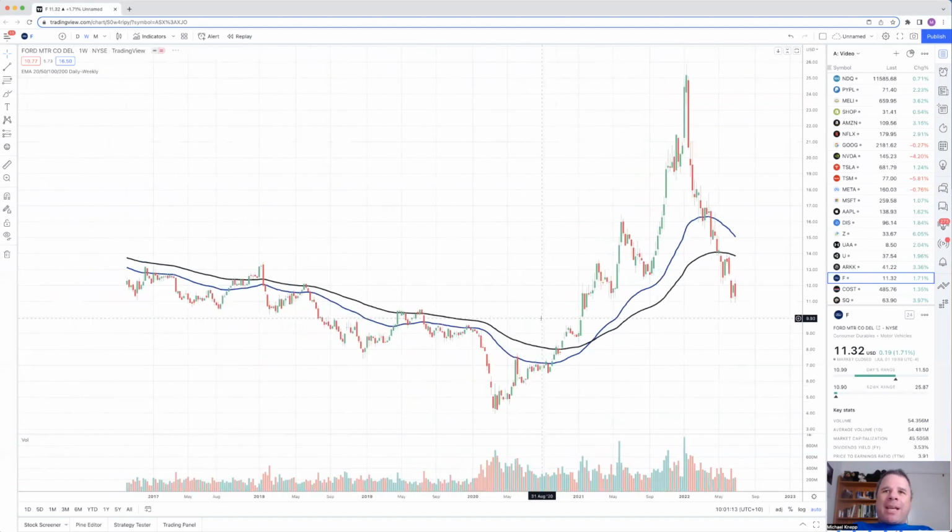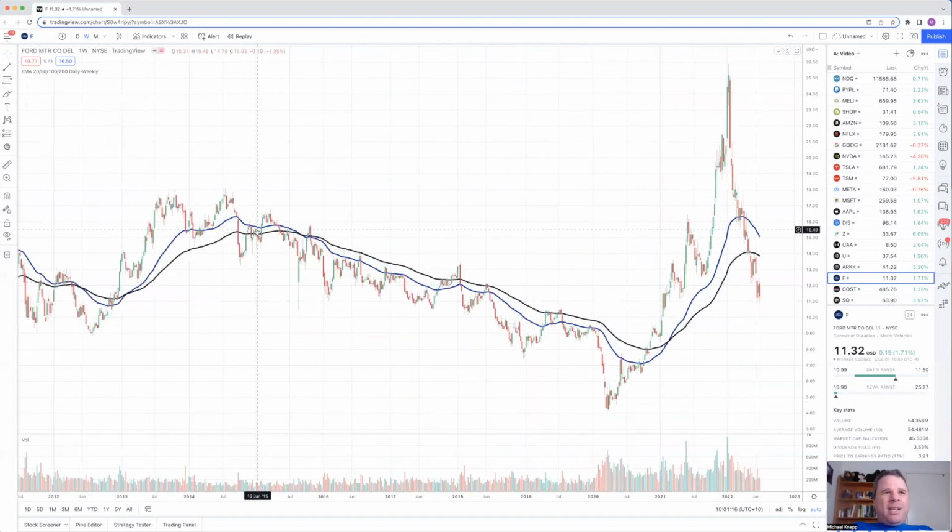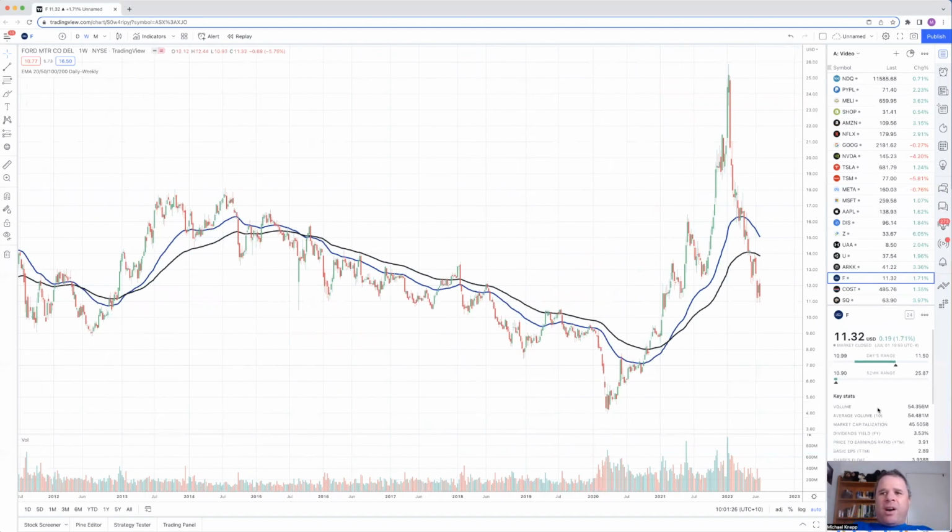But if we actually go back even further, you can see Ford was in a long-term downtrend from 2014 all the way through to the COVID-19 low. So not a really well-liked company. When you look at the valuation, dividend yield of 3.5, price to earnings ratio 3.9. So the market definitely is thinking that last year was the best year, and we're going to see the financial state of this company actually fall away.